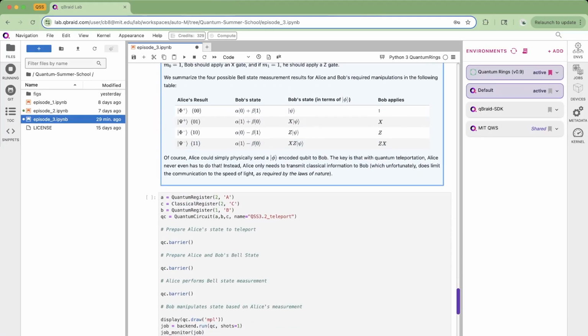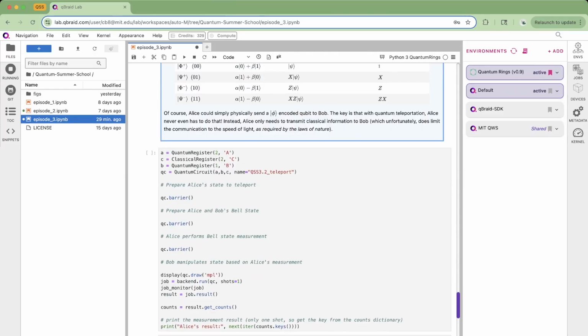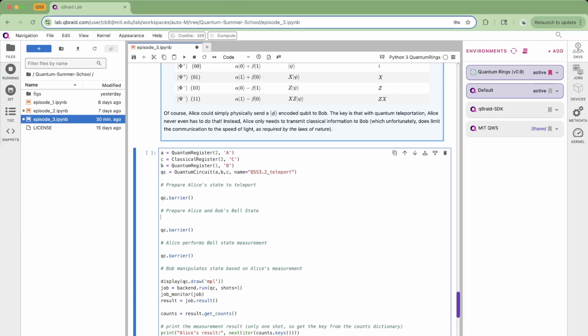So let's try this out. So we're going to have a quantum register with 2 qubits for Alice, a classical register with 2 bits for Alice's measurement result, and then a quantum register with 1 qubit for Bob. So the first thing we're going to do is prepare Alice's state to teleport. So for now, let's just do the 0 state, but we'll change that in a little bit. Then we're going to prepare Alice and Bob's Bell state. So we need to apply a Hadamard gate on Alice's second qubit.